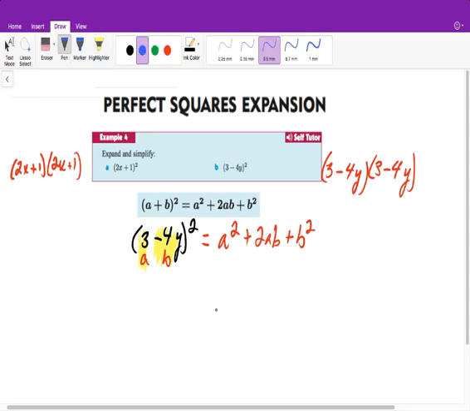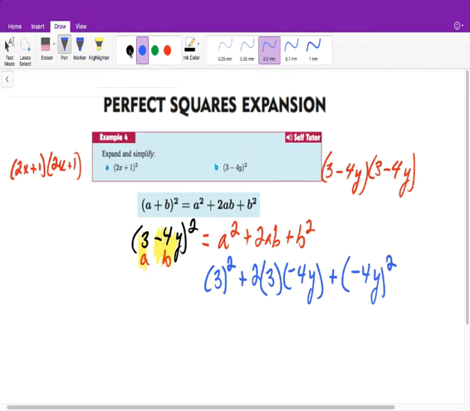So the very first thing is we'll substitute it in, so it becomes A squared, but we know A is 3, so that is 3 squared. Plus 2 times A, and we know A is 3, so 2 times 3. B we know is negative 4y, so it's minus 4y. And then it's plus our B squared, so it's plus, and our B was negative 4y, so negative 4y squared. All right, then from here, we will just go ahead and do all the math. So 3 squared is 9, 2 times 3 is 6, 6 times negative 4 is negative 24, so this is then going to be minus 24y. And then we have negative 4 squared, so that's plus 16. And then we have y squared, so plus 16y squared.